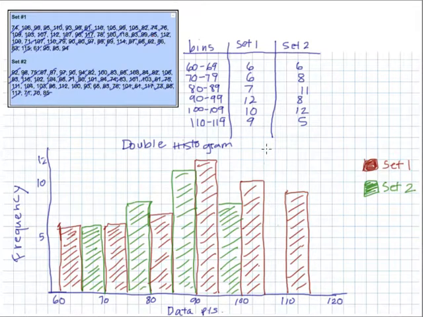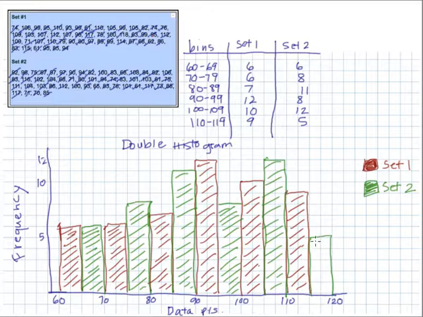100 to 110 is at 12 again. Make this look nice. And one last bar to go, and that one goes up to 5. It's right here. And I'm going to fill that in. And that's what my double histogram would look like.